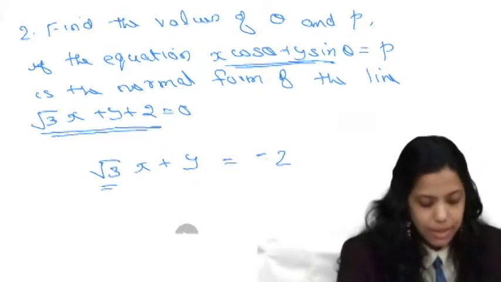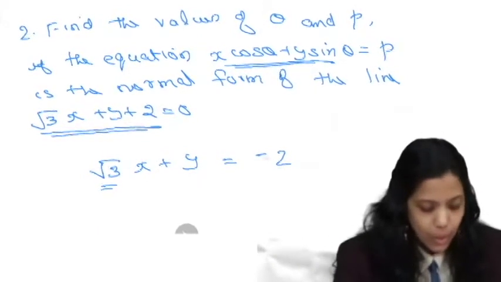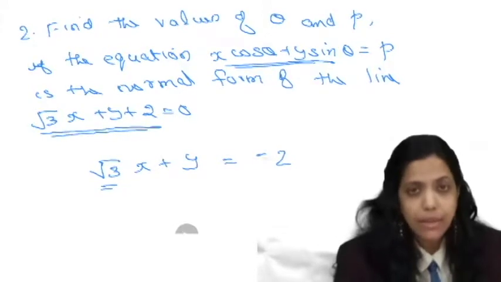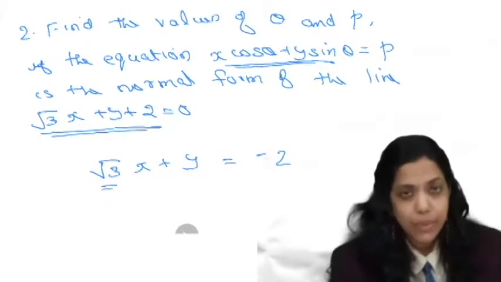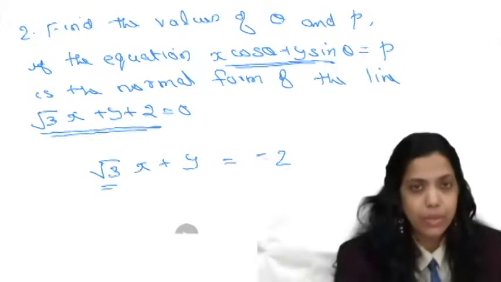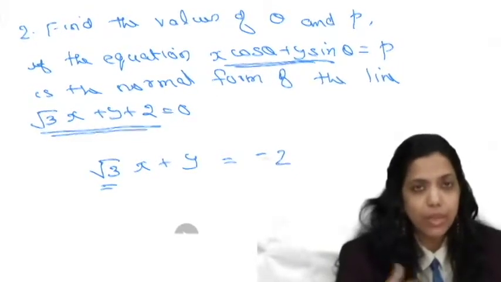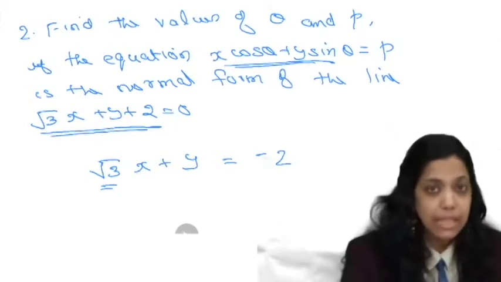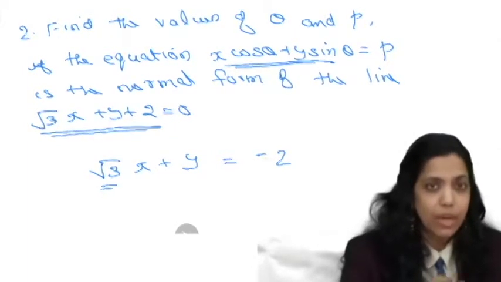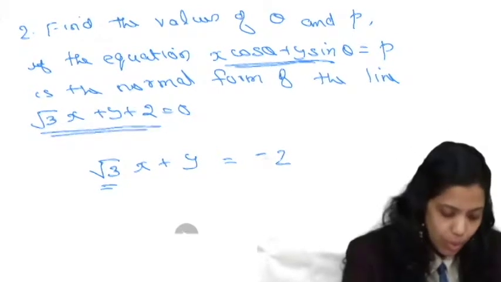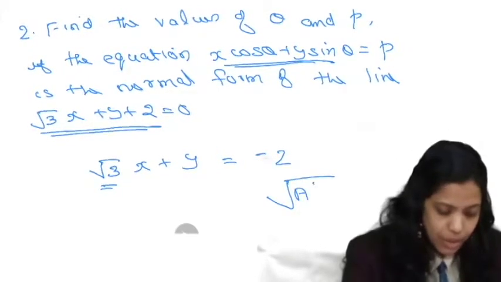If you consider x cos theta, so cos theta equals root 3. So if you consider that value of cos, it does not lie between 0 and 90 degrees. So here we are going to consider the value between 0 and 90 degrees, which means we are moving to the next form. The next step we have to do is divide the entire equation by the square root of a square plus b square.